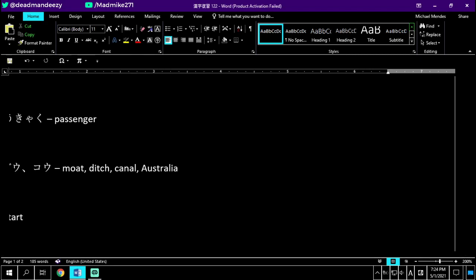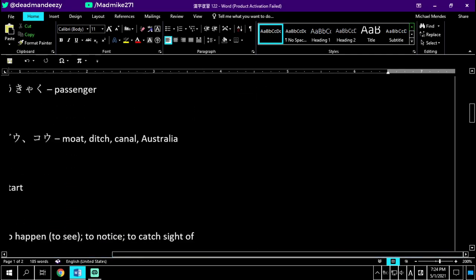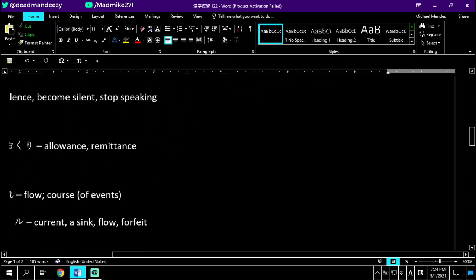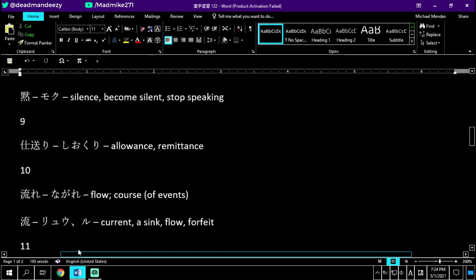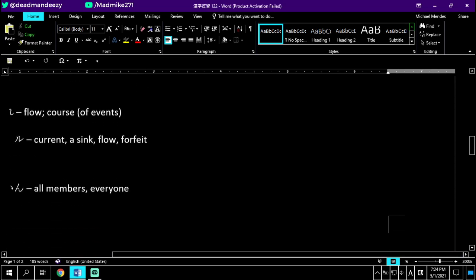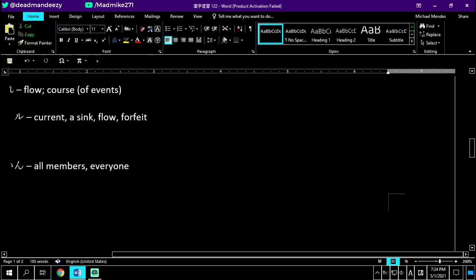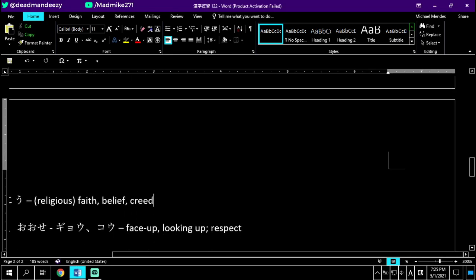Right. It is the water that flows around a house, around your house. That is called a hori. That's horiko or go. Flow, which we haven't gotten to yet. Flow or course of events is a nagare. That's right. All members or everyone is zenin. And the last one, religious faith, belief, or creed, is shinko.